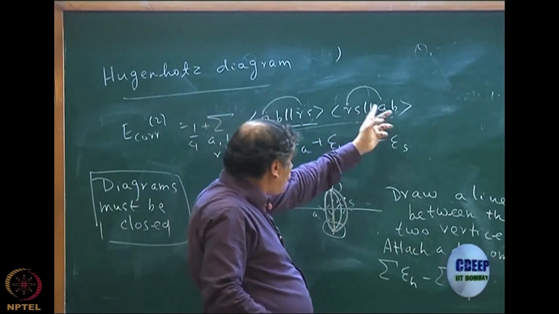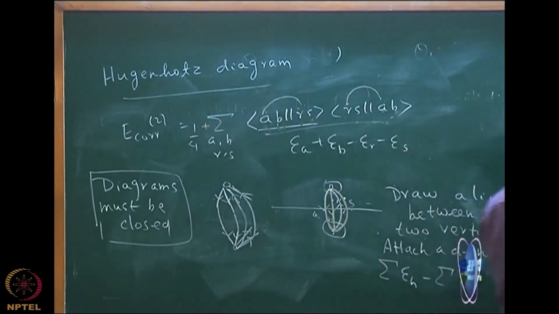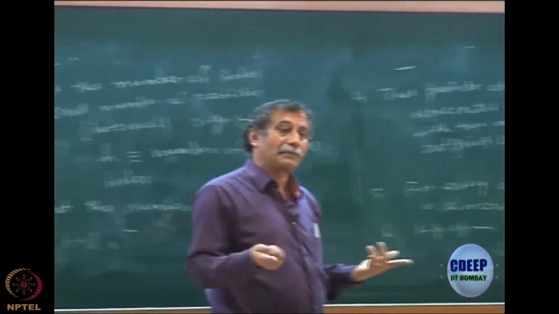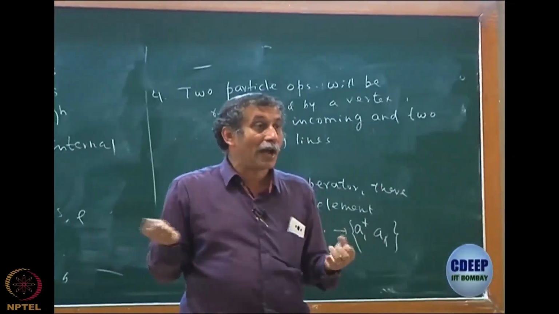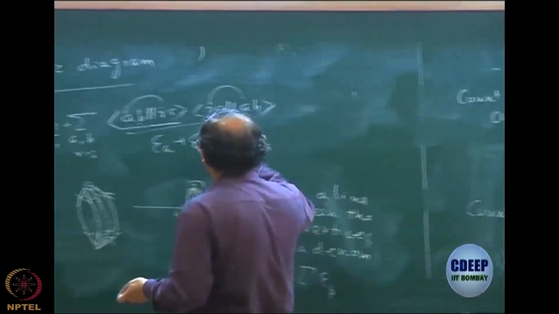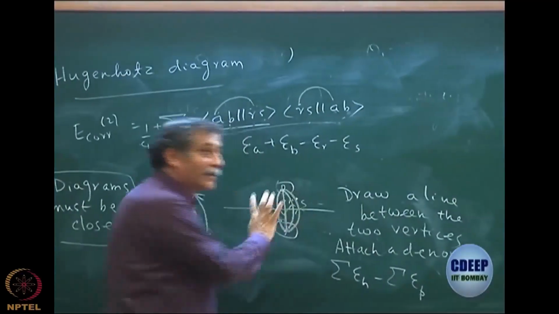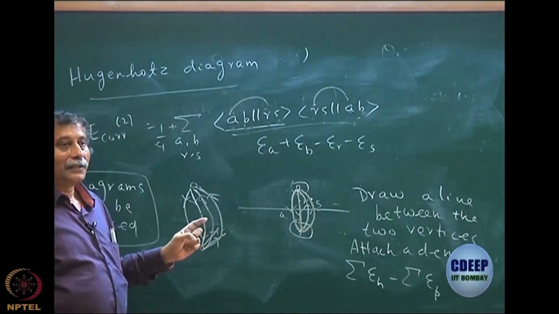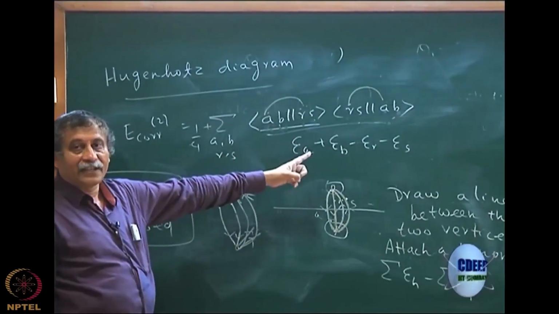Because if I write it opposite, then loops will change. That will automatically take care of the anti-symmetry that we are talking of. So I don't have to be specifically careful when I write the 2 electron integral, what is RSAB or RSBA? I don't have to bother. The loops will automatically take care. Is it clear?